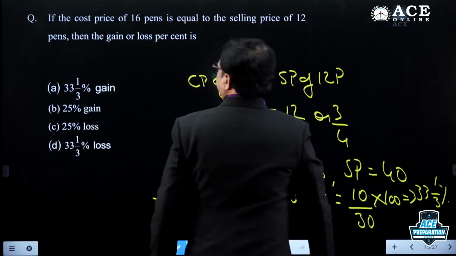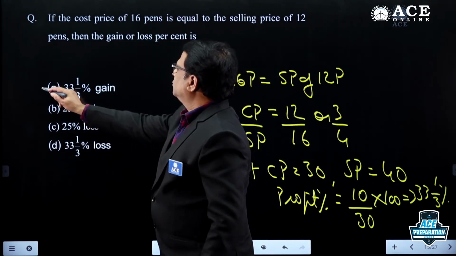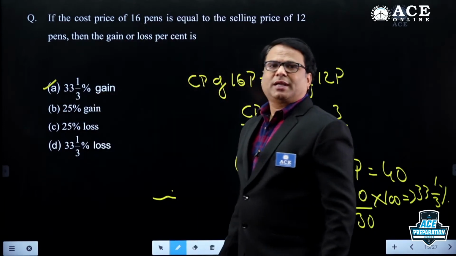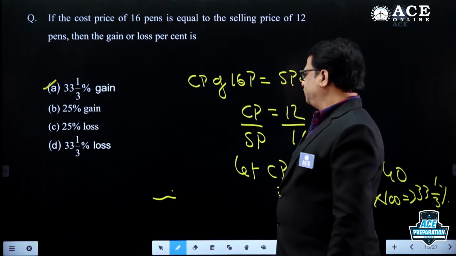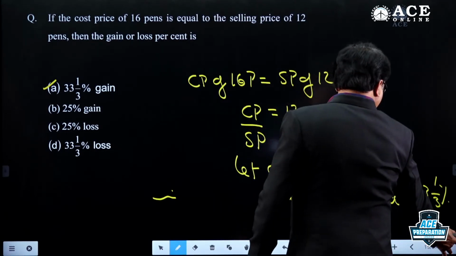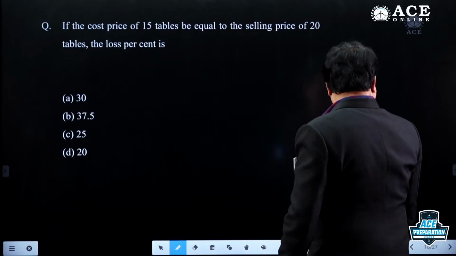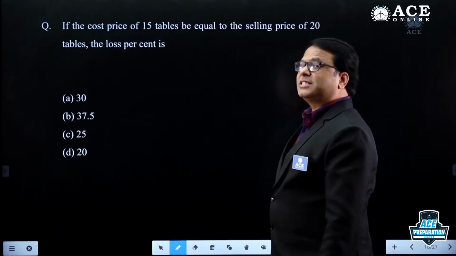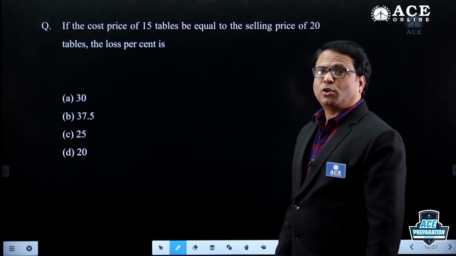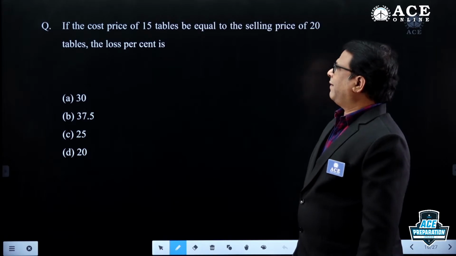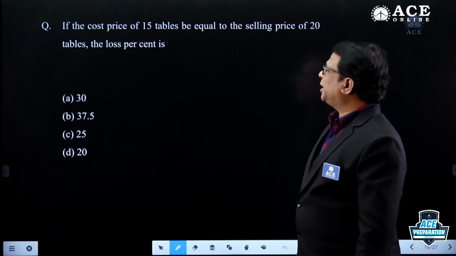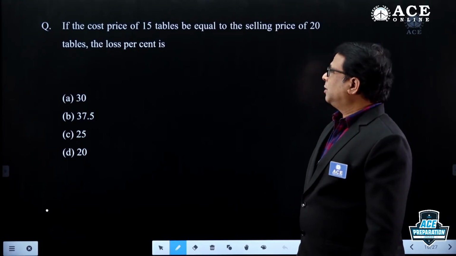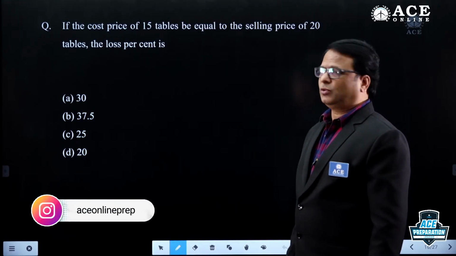33 1/3% gain. Let us look at the next question, a similar question, but here it is loss. If the cost price of 15 tables equals the selling price of 20 tables, the loss percent is?